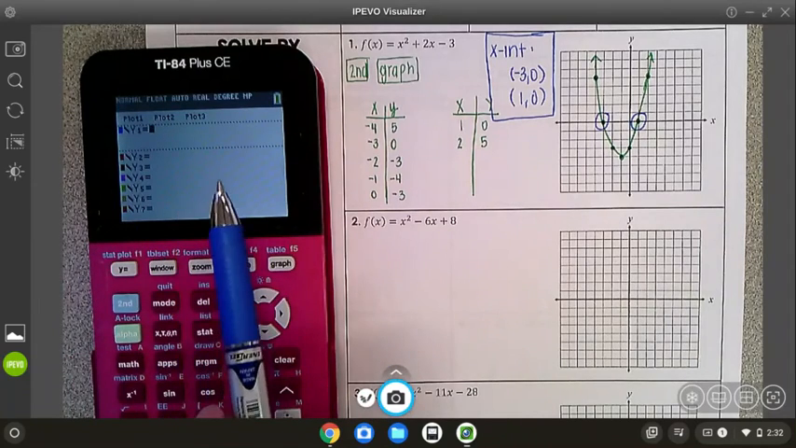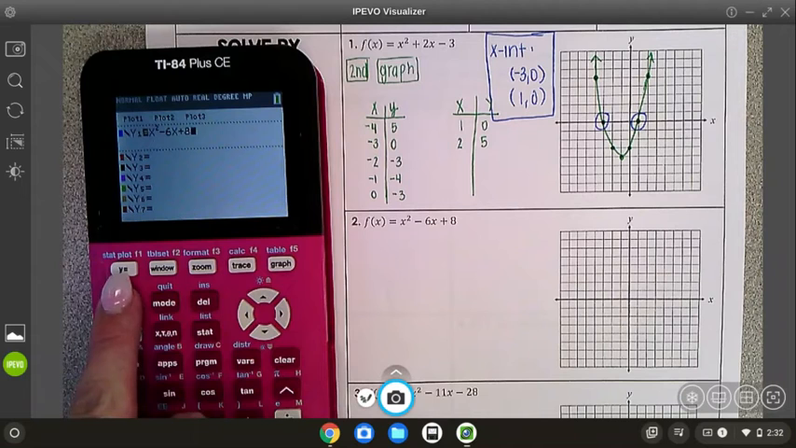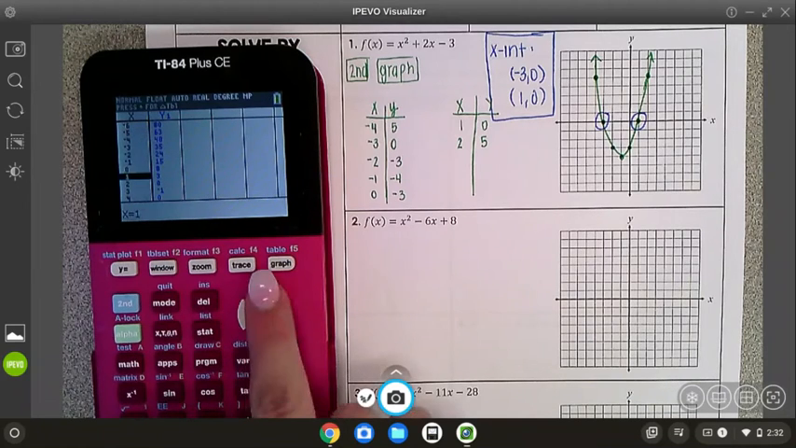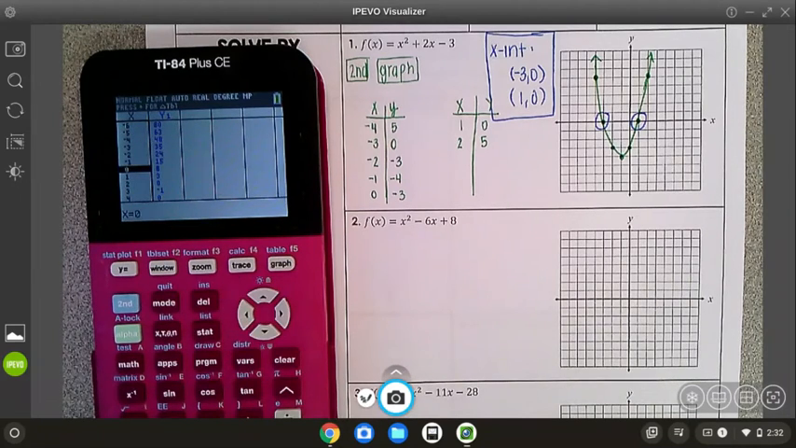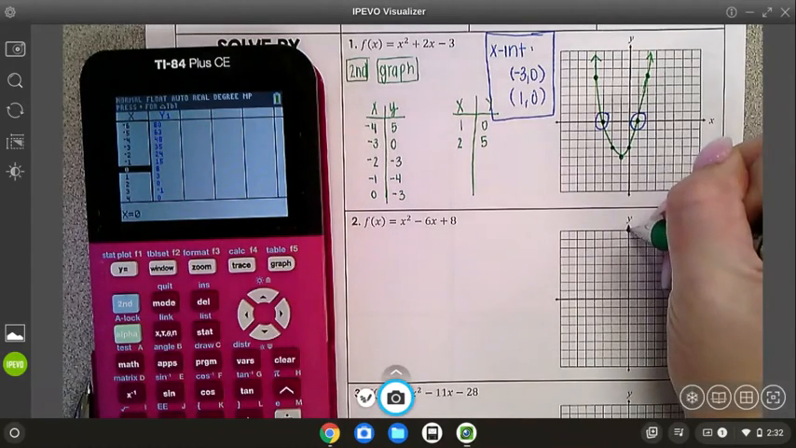So going back to y equals x squared minus 6x plus 8. And then I'm going to go look at the table, second graph. And it looks like this one is the first one that will fit: 0, 8.